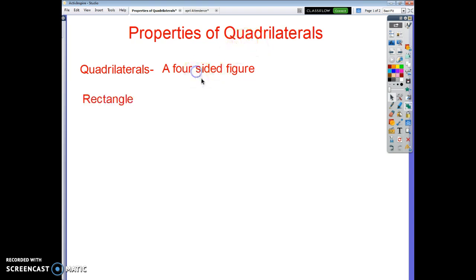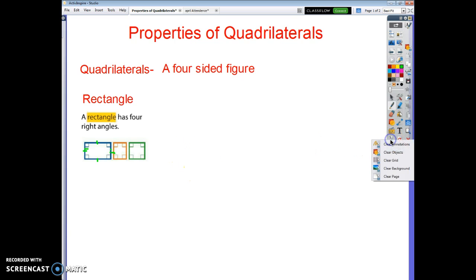Quad meaning four. Brings us to our first shape, pretty much basic stuff here, rectangles. A rectangle, by definition, has four right angles. So any shape that has four right angles is classified as a rectangle. And rectangles are quadrilaterals because they have four sides. You can also say, and this is kind of an added one, that the opposite sides of a rectangle are the same length. The opposite sides are always going to be the same length.